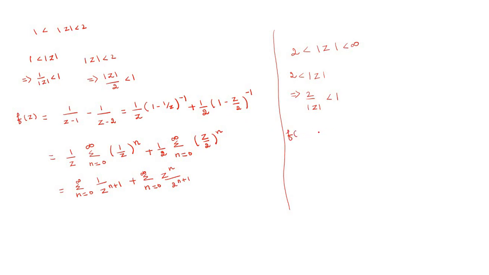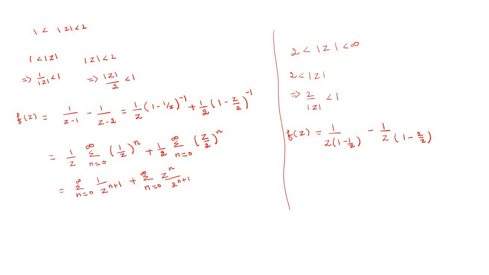for the given function as 1 divided by z into (1 minus 1 by z) minus 1 by z into (1 minus 2 by z). So once again we apply the binomial expansion, we can get the solution.